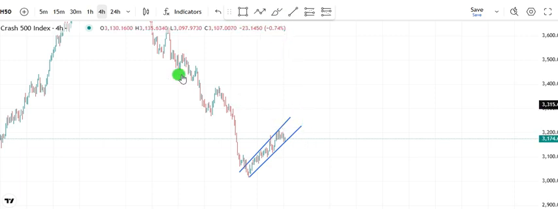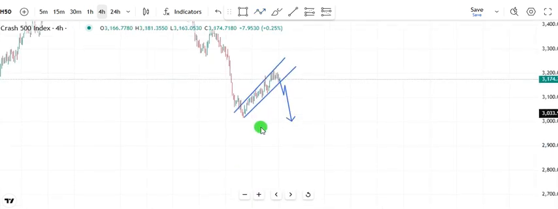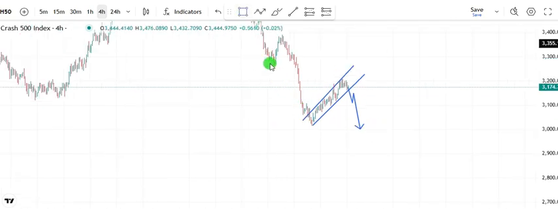So what I'll be expecting right now on this is a breakout from here for me to go short first to this level. Remember this is H4. So for me to go short to this level, then a break below that gives me a long-term bearish trade. A break below this then confirms a long-term bearish trade.